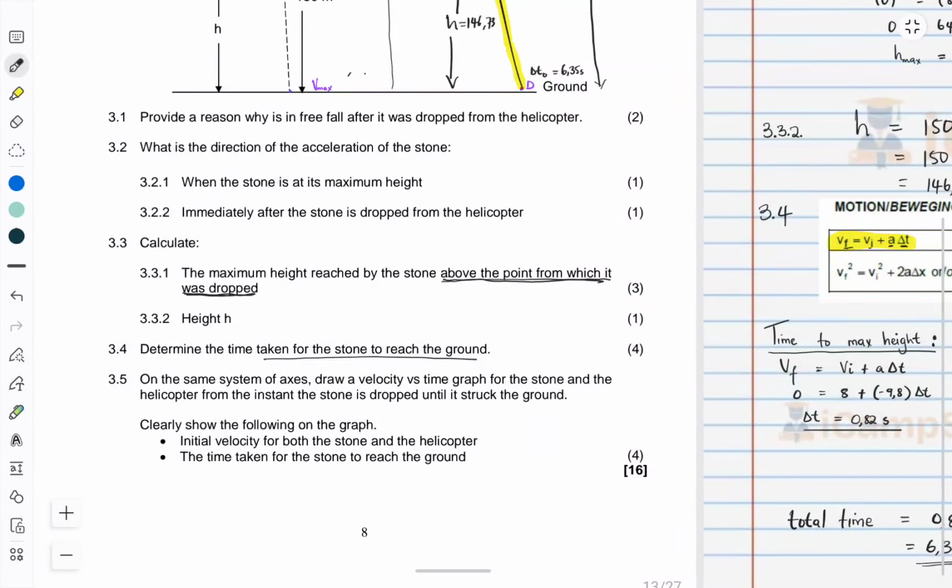So the next question is saying, on the same set of axes, draw a velocity versus time graph for the stone and the helicopter from the instant the stone was dropped until it struck the ground. Okay, clearly show the initial velocity for both the stone and the helicopter.